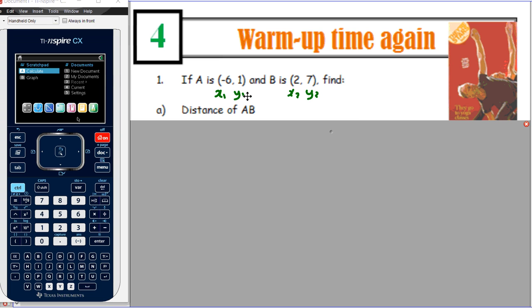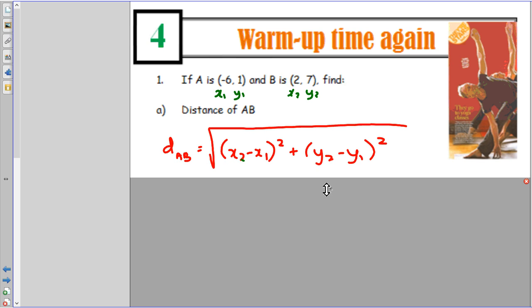So the distance formula: for the distance of line AB, you're going to do the big square root sign. If you forget, you might want to write it down because it is something you do need to remember. So the distance of line AB will be the big square root, it's Pythagoras' theorem, of x2 minus x1 all squared plus y2 minus y1 all squared. That gives you the horizontal and vertical length of the right angle triangle formed.